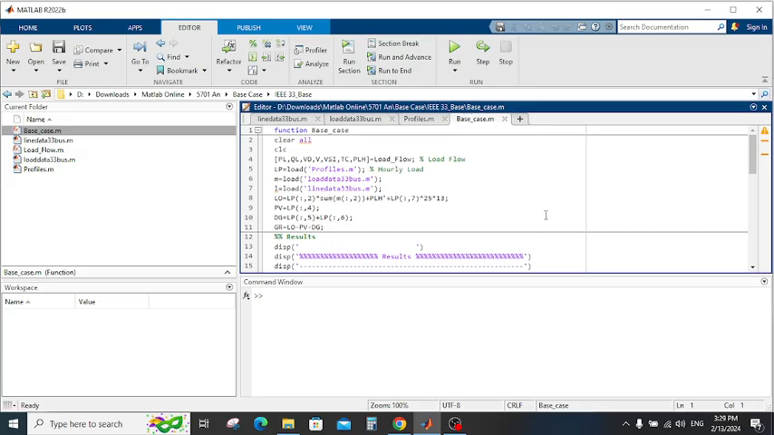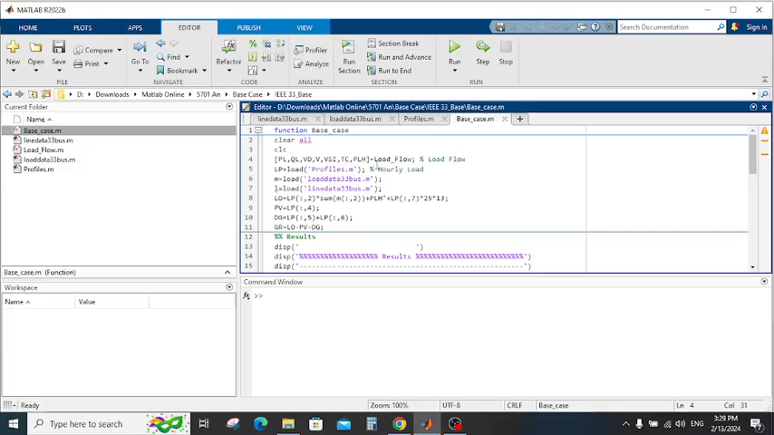The base case is without any reconfiguration, only the original configuration for the network. It is considered here and we run the load flow, and after that get the result from the load flow. As you see here, we clear all the variables, clc, and clear the command window, and after that we call the load flow program.